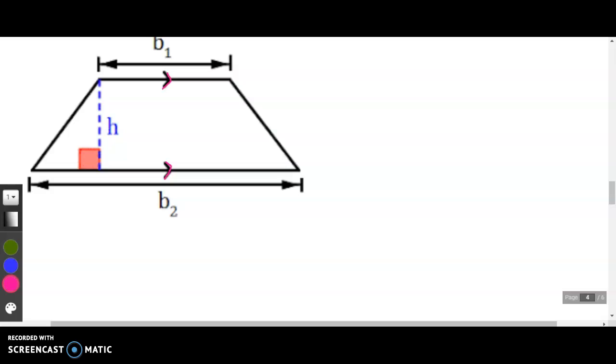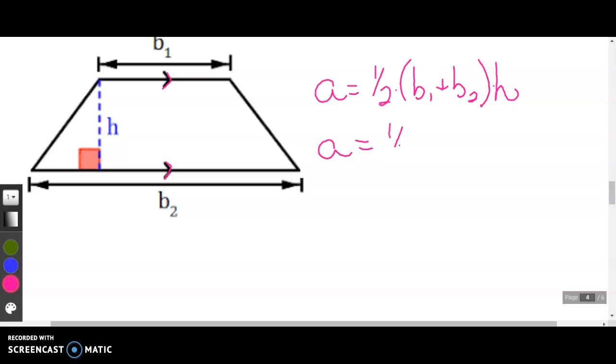Okay? What we need to know is a formula for a trapezoid. And the formula for a trapezoid is area equals half times B1 plus B2 times H. Or, because this is multiplication, it doesn't matter, half times H times B1 plus B2. Okay? And there's actually other ways to write the same exact formula, but what I'm going to do today is I'm going to explain to you what to do with this formula.